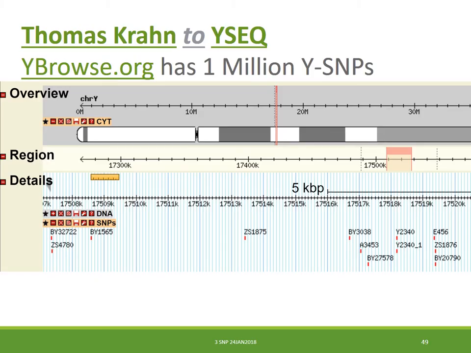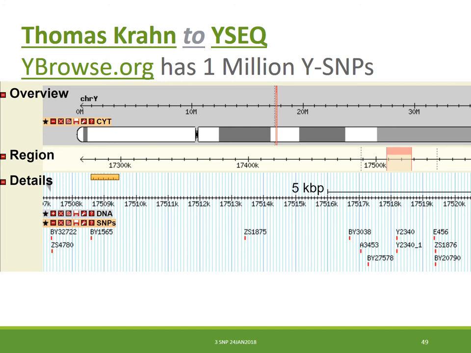Here it is zoomed in better so you can get a better look at it. And you'll notice that the SNPs are named on the bottom part. There's a bunch of them there. There are 12 SNPs named in this particular region, between 17,508 and 17,520. So in about 20 positions we have that many SNPs.